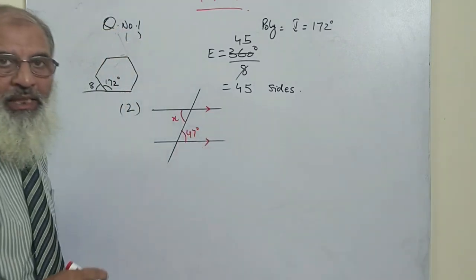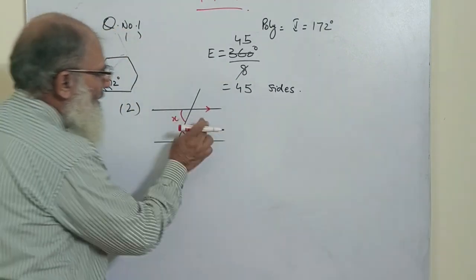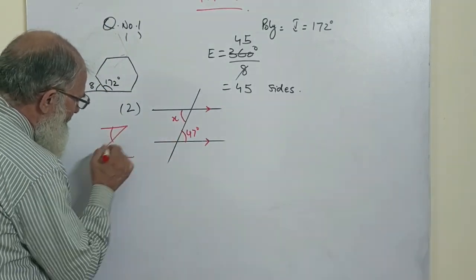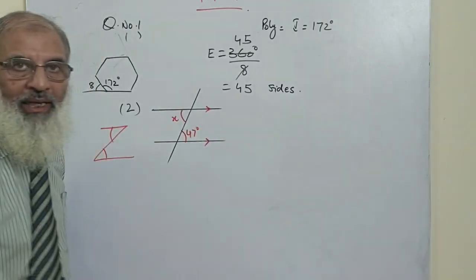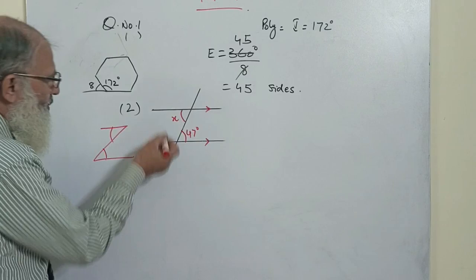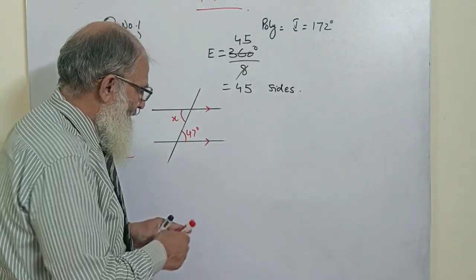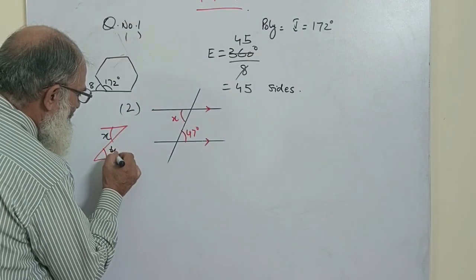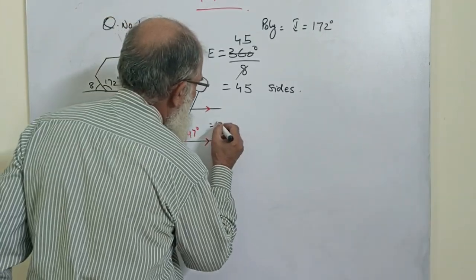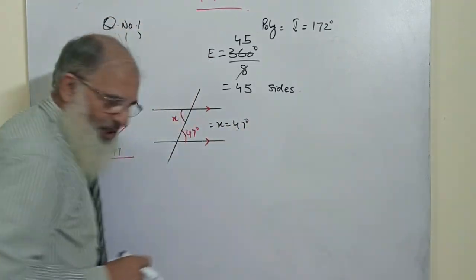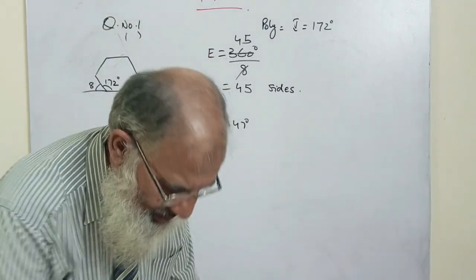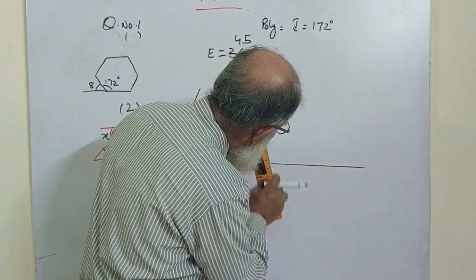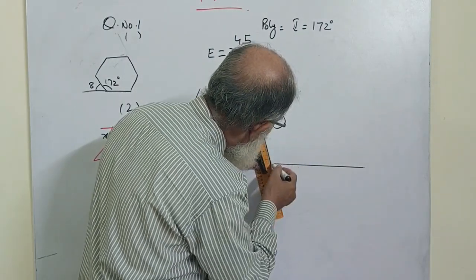Oh, what an easy question. These are Z alternate angles, and alternate angles are always equal. So x is equal to 47 degrees. Here you can see x, here you can see 47. These are always equal. So x is equal to 47 degrees. This we have read in our parallel lines exercise.